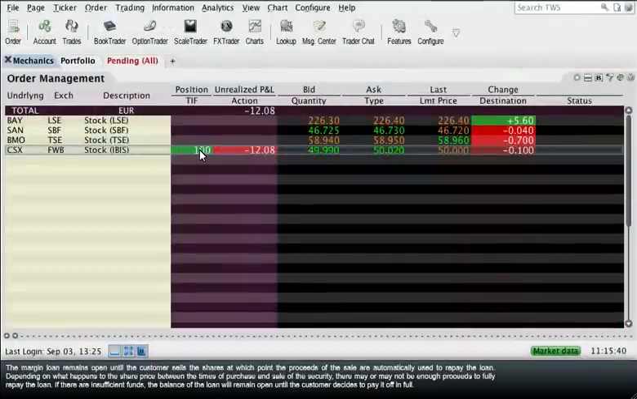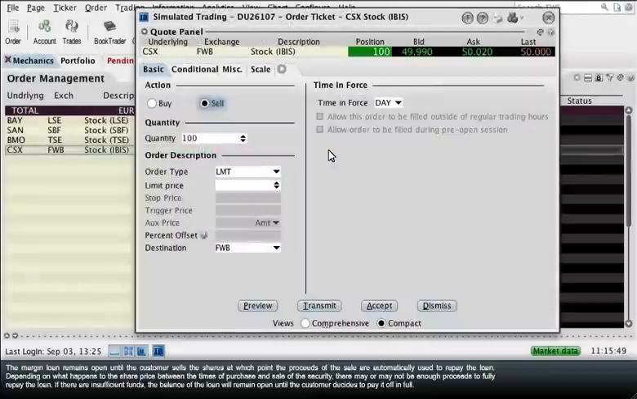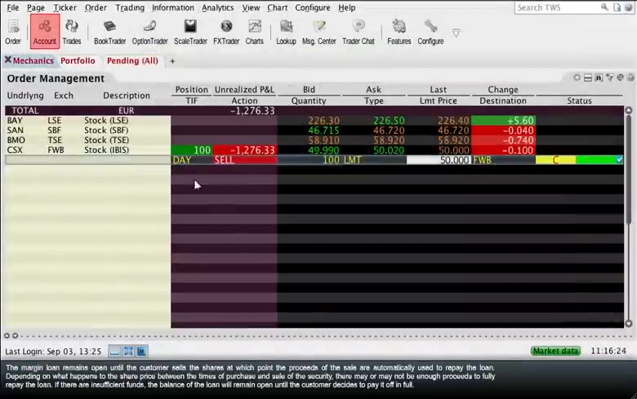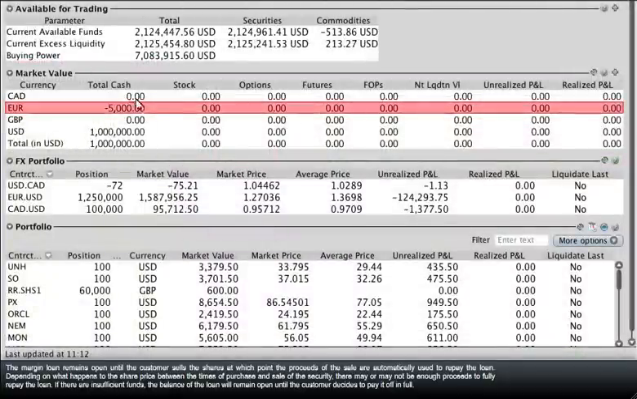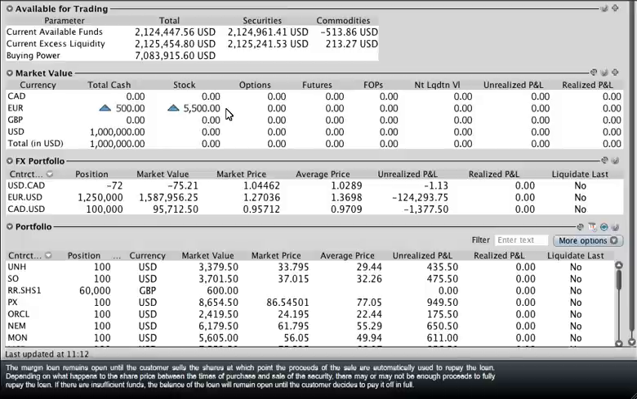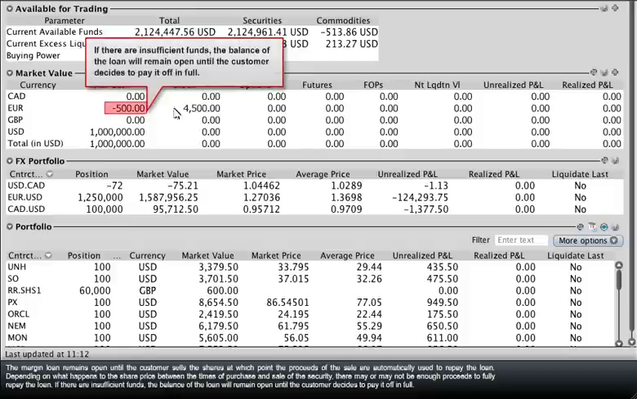The margin loan remains open until the customer sells the shares, at which point the proceeds of the sale are automatically used to repay the loan. Depending on what happens to the share price between the times of purchase and sale of the security, there may or may not be enough proceeds to fully repay the loan. If there are insufficient funds, the balance of the loan will remain open until the customer decides to pay it off in full.